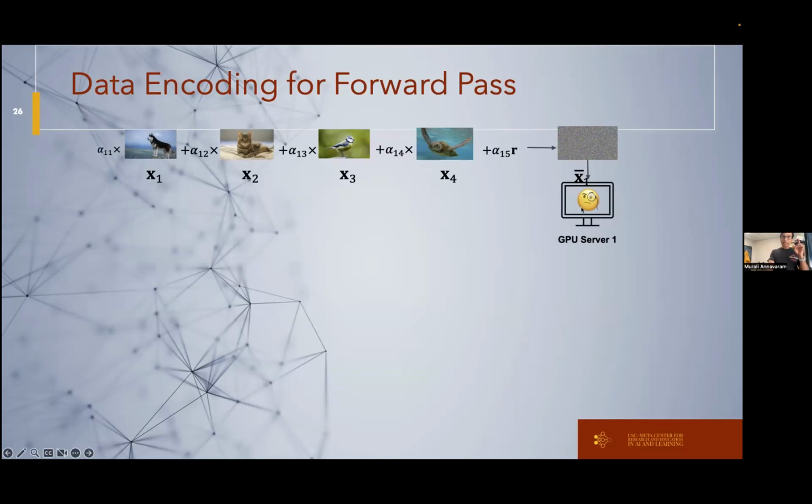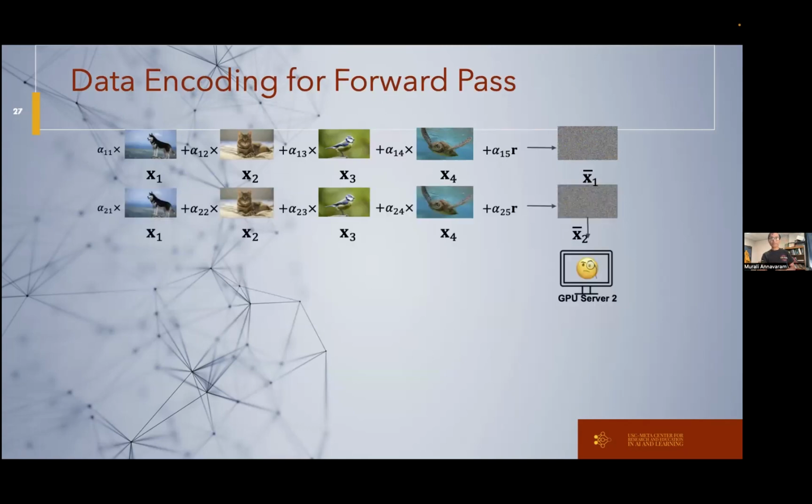The key I want you to remember is that this is a linear combination of all the multiple inputs that you have. So x1, x2, x3, we have scaled them with some random numbers and added another random number. And therefore, these are just linear operations. We do the same thing with a different collection of alphas, alpha 1,2, 2,2, 3,2, 4,2, to generate a second x2 tilde shown in this picture, and we send it to the second GPU.